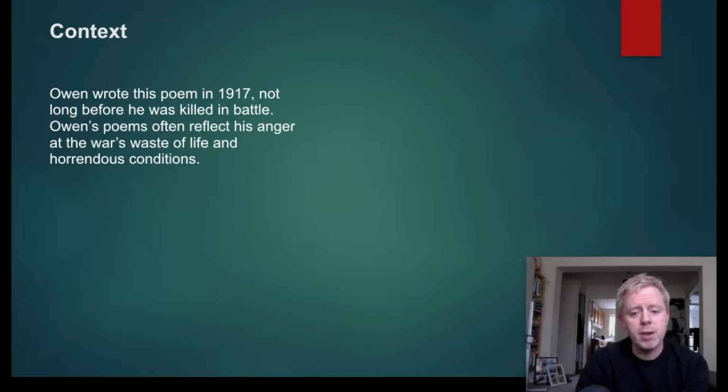Brief context behind the poem. Although 6 marks in the AQA question go towards context, you don't need to explicitly talk about context. The examiners state that just answering the question fully will automatically mean you're ticking the context box. But it's important to note here that Owen wrote this poem in 1917, not long before he was killed in battle. He was obviously in the trenches himself. His poems often reflect his anger at the war's waste of life and the horrendous conditions suffered by the soldiers.